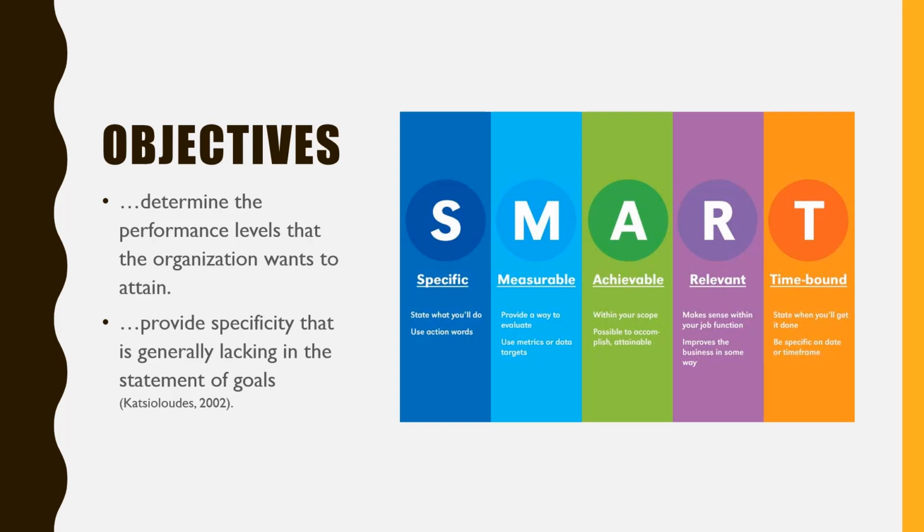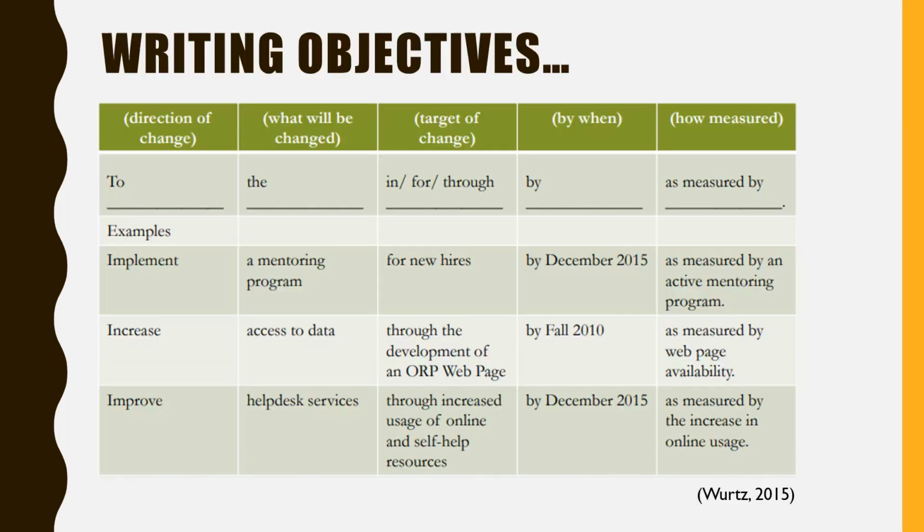Objectives, importantly, also provide specificity that is generally lacking in the statement of goals. As you will probably know, SMART stands for specific, measurable, achievable, relevant, and time-bound. I've taken this worksheet from an online resource created by an academic called Wirtz. I think this table does a good job of plugging in the different elements of the SMART framework. Again, I hope this table and this sort of formula will come in handy for the strategic plan activity that concludes this module on strategic planning.